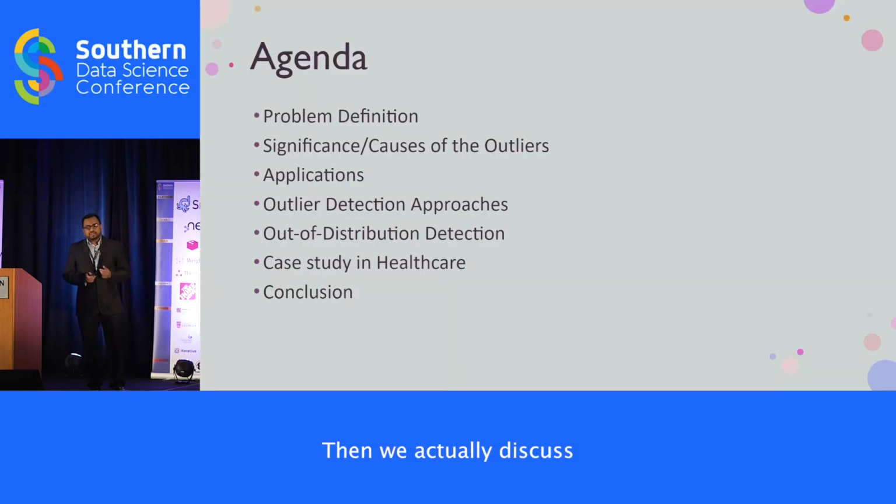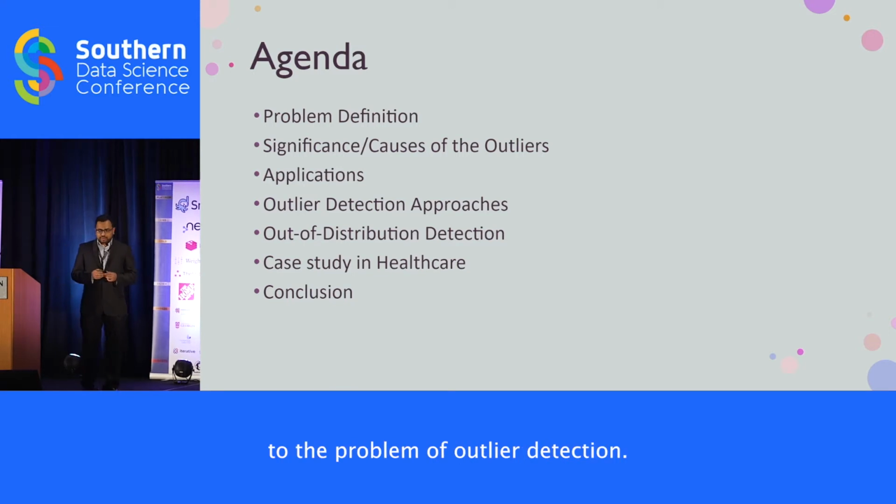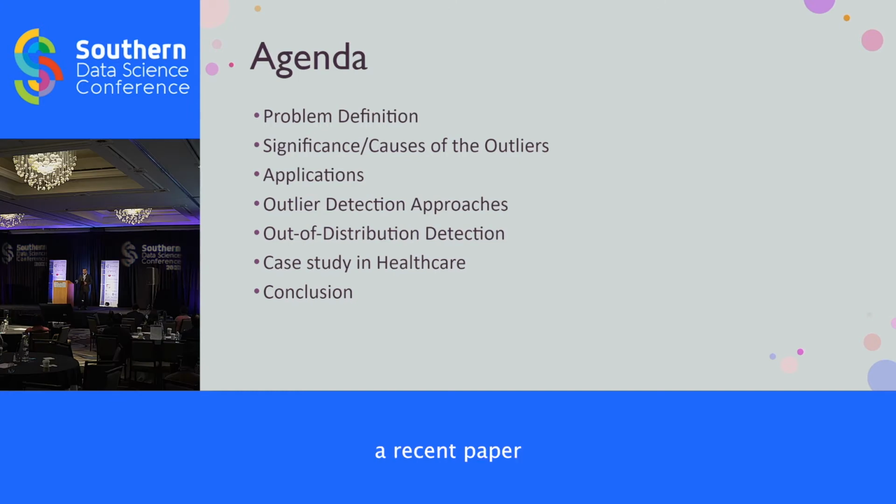Then we will discuss a different but slightly related topic, out-of-distribution detection. I will explain what it is and how it is related to the problem of outlier detection. And then finally, we'll discuss a recent paper from this year, a case study in healthcare related to out-of-distribution detection. A very interesting work I'm going to talk about, and we'll end with a conclusion.